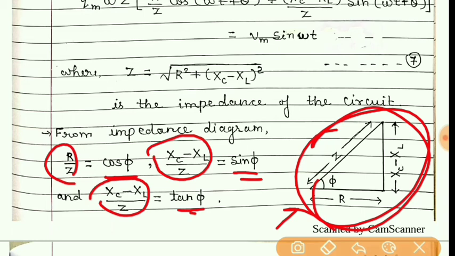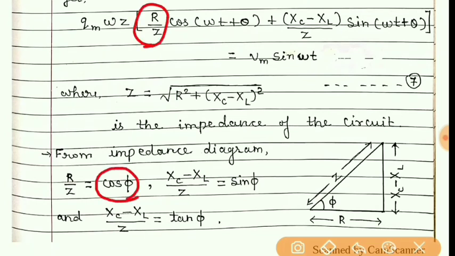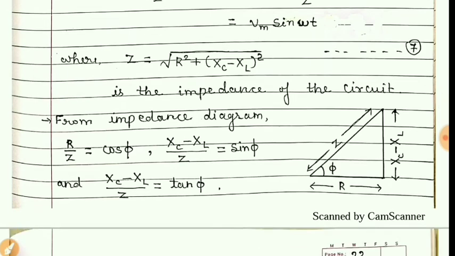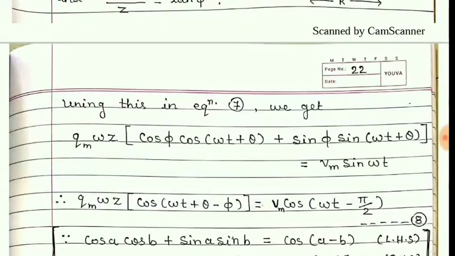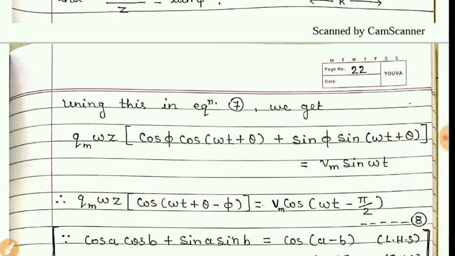So now here, in place of this R by Z we are going to write cos phi. In place of (XC minus XL) upon Z we are going to write sin phi. So we'll get the next equation as this term as it is, cos phi, rest of the things, sin phi, rest of the things as it is. On the right hand side also this is the same.